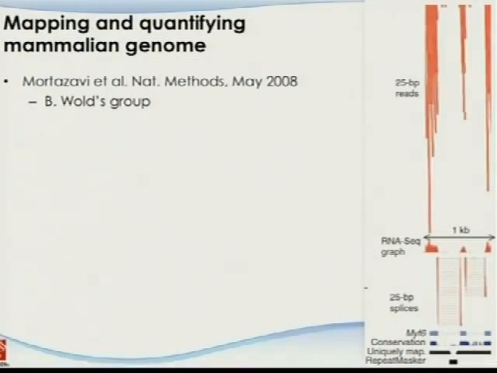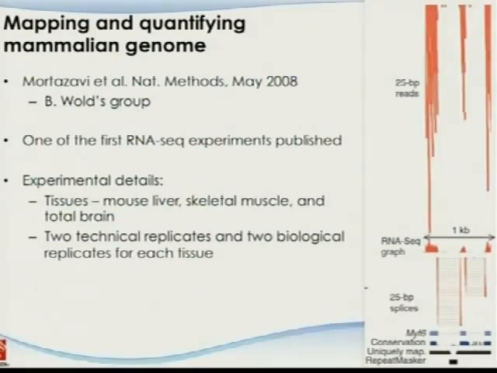The reason I talk about this example is that I think this is the first RNA sequencing experiment being published, from Barbara Wold's group, in May of 2008. There may be some other individual studies earlier, but this is the one that has the largest impact for sure. And the title of that paper is Mapping and Quantifying Mammalian Transcriptomes.